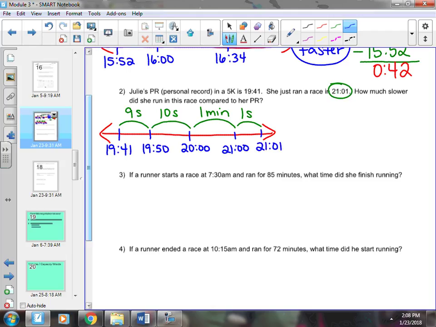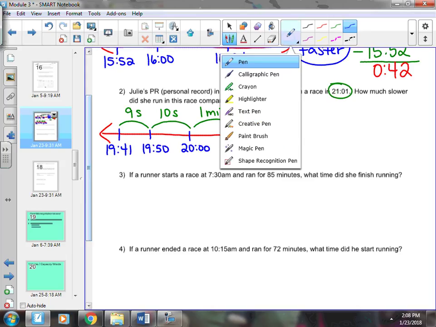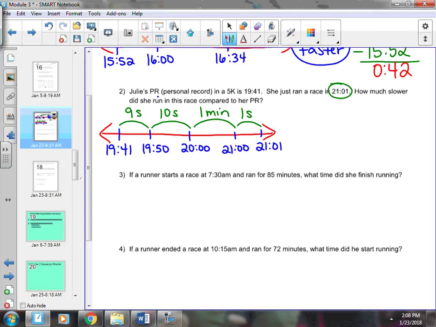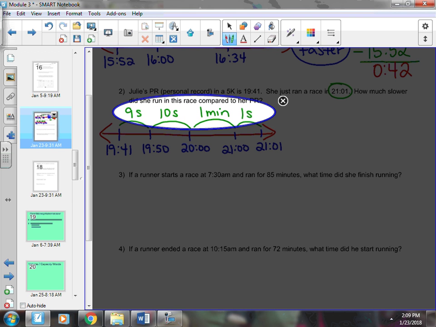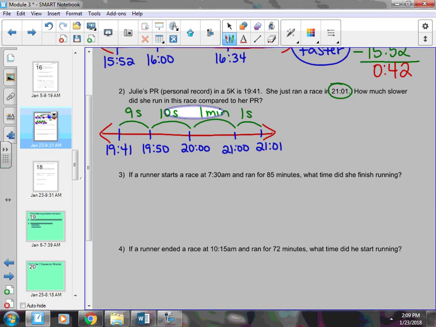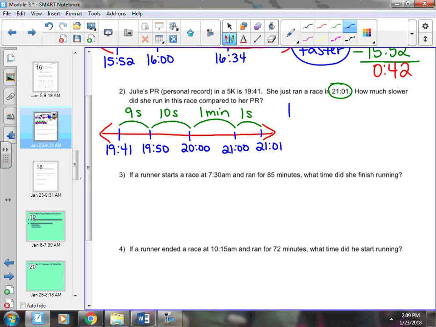21:01. So the answer, how much slower is one than the other, would be all my jumps added together. And again, if you jump slightly differently, you should get the exact same answer. So 1 minute plus 10 seconds plus 9 seconds plus 1 second would be 1 minute and 20 seconds. 1 minute, 20 seconds.